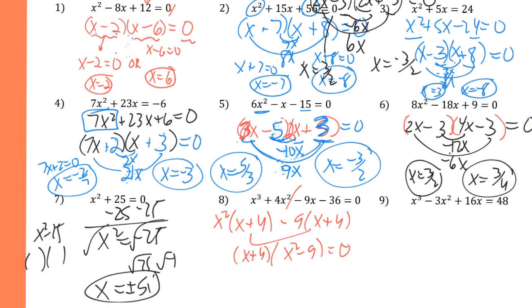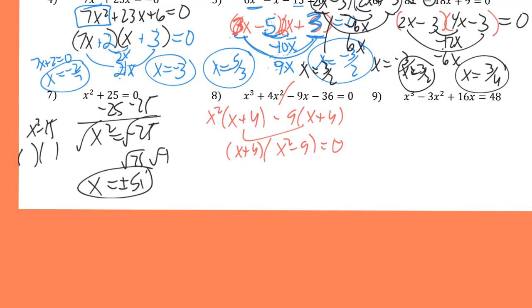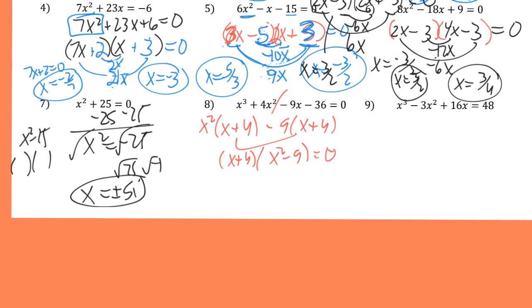Well, how many answers are we going to get? Well, 3. With square quadratics, you should get 2 answers. When you have a cubic, you're going to get 3 answers. When you have a quartic, you're going to get 4 answers. Now, do you see that one of these factors further? Well, this one here does. How so? What's the difference of 2 squares? It's x plus 3 and x minus 3. And so then you've got x plus 4.